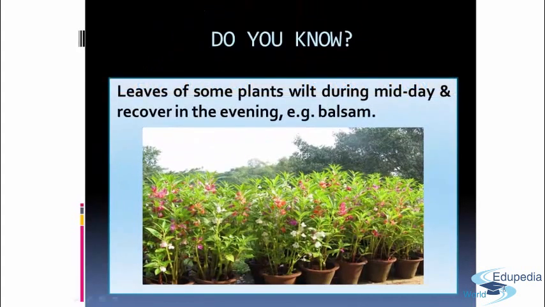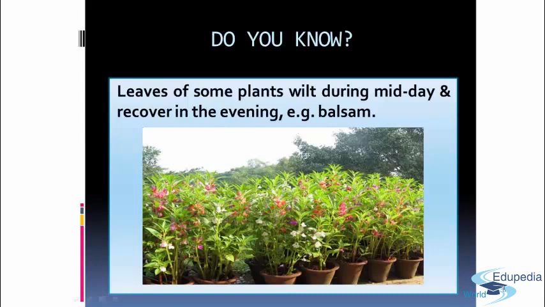Next, there is very important information for you all students: the leaves of some plants wilt during midday and recover in the evening. One such plant is the balsam plant. What happens in such cases? The rate of transpiration during midday exceeds the rate of absorption of water by the roots. The cells therefore lose turgidity. In the evening or during the night, there is no loss of water through transpiration, and the turgidity of the leaves is reacquired and they stand erect.